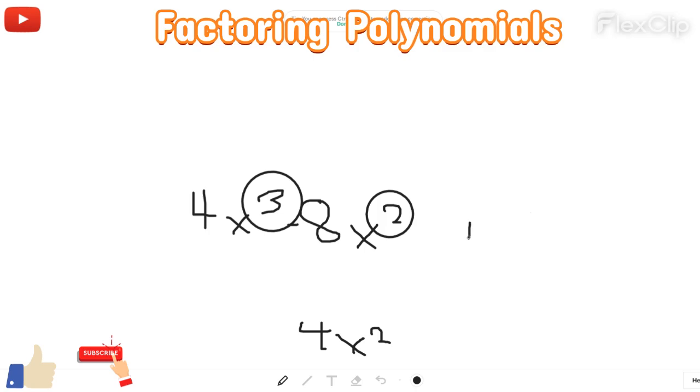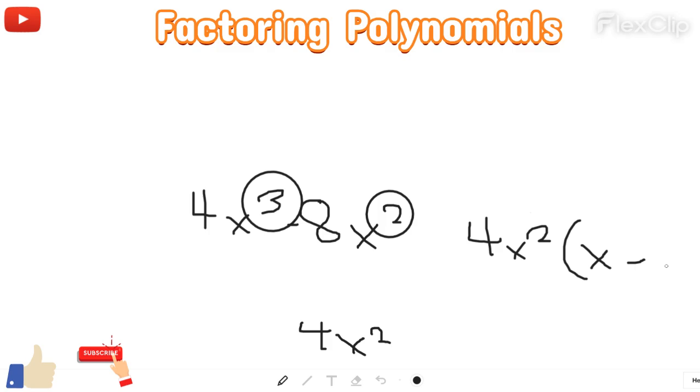So we could write 4x squared times in parentheses. Then we think, how many times do you have to multiply 4x squared to get 4x cubed? And the answer would be x, because we could just cancel out the 4's and multiply x squared by x to the 1 power to get x cubed.